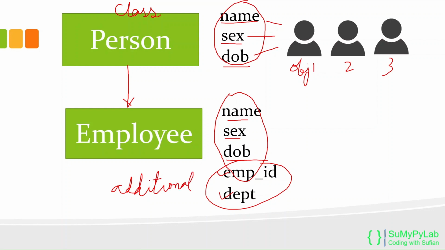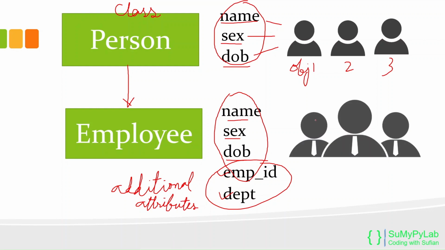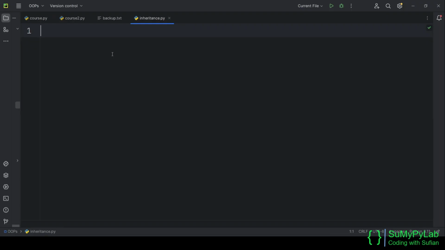So, we may create a derived class, employee, from the base class, person. The employee class will inherit all the attributes and methods of the person class, and it will have some additional attributes and methods. Obviously, when a person becomes an employee, he or she will have profession or organization-specific attributes and behaviors. So, we have covered the basics of inheritance. Let's implement the person and employee classes in Python.